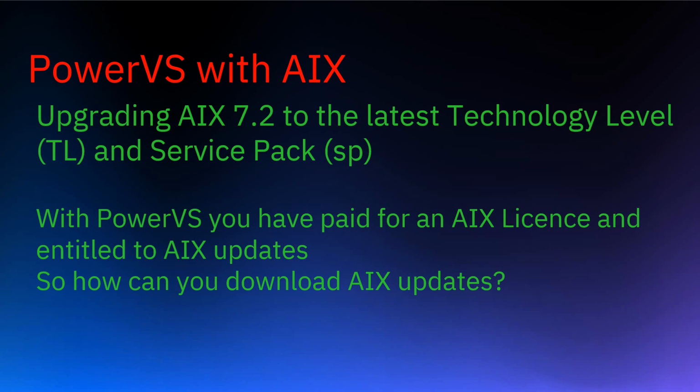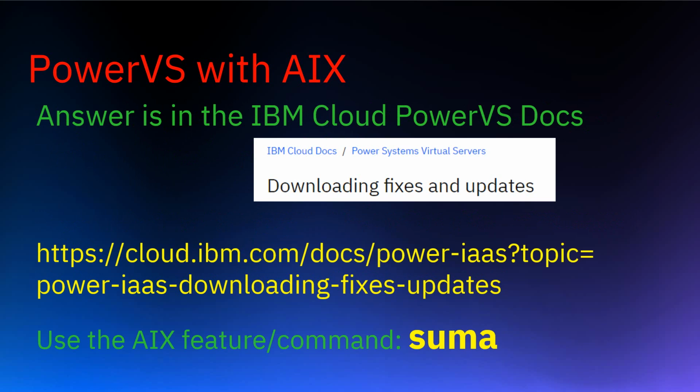With the cost of PowerVS, you've already paid for your AIX license built in. So how do you get hold of the updates, download them, and then install them? And the answer is all in the IBM Cloud PowerVS documentation. This is the title of the page, and here's the URL. I'll put this in the YouTube description.